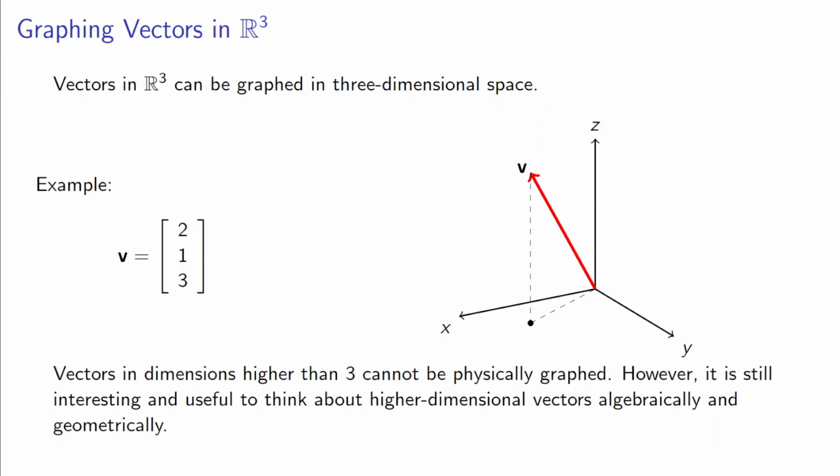Vectors in dimensions higher than 3 cannot be physically graphed. So we couldn't, for example, do the same sort of graphing for a 4-dimensional or a 5-dimensional vector. However, it is still interesting and useful to think about higher dimensional vectors. Certainly algebraically, we would be working with higher dimensional vectors all the time, but even geometrically, you can twist yourself in a pretzel trying to envision a 4 or 5-dimensional vector. But it is an interesting thing to consider.